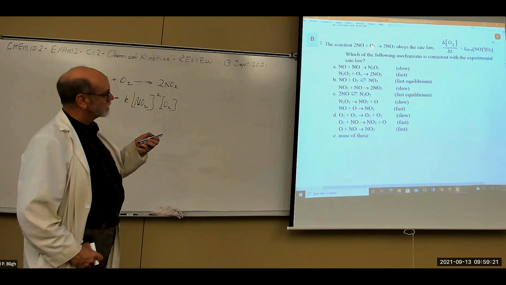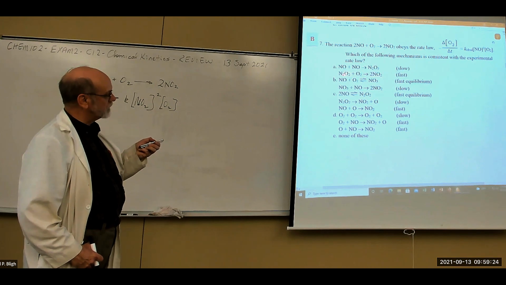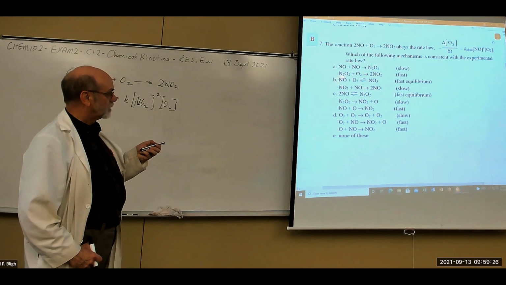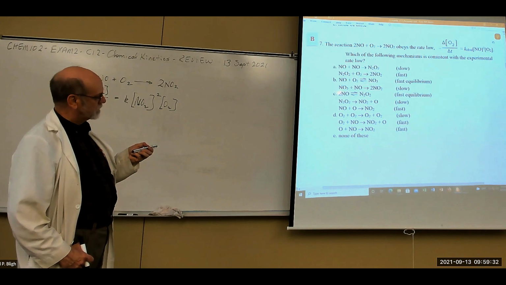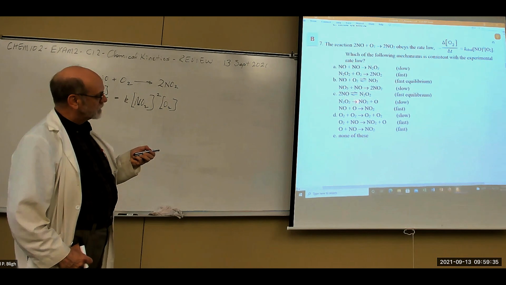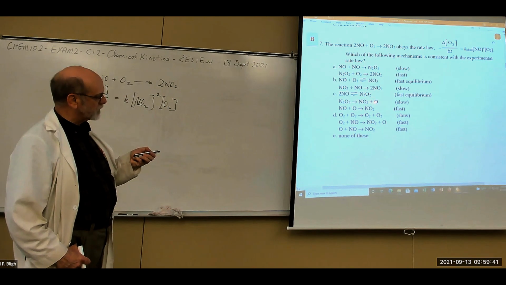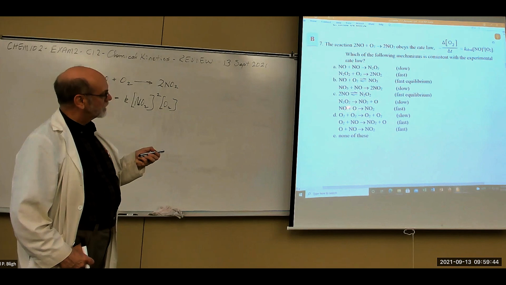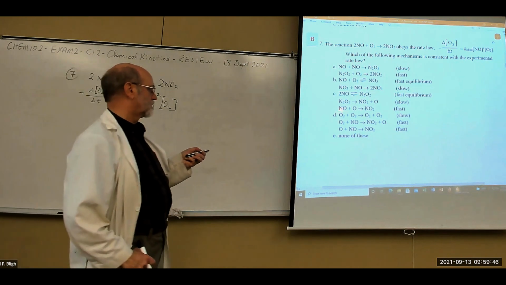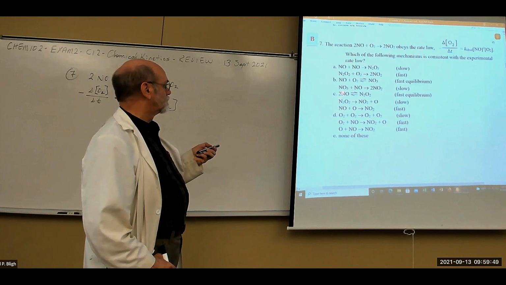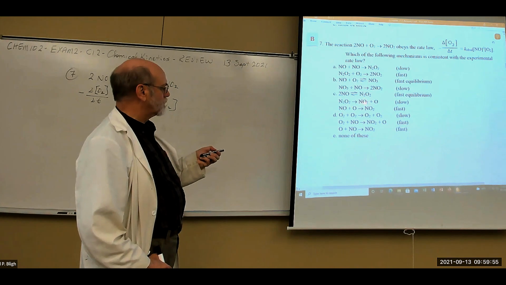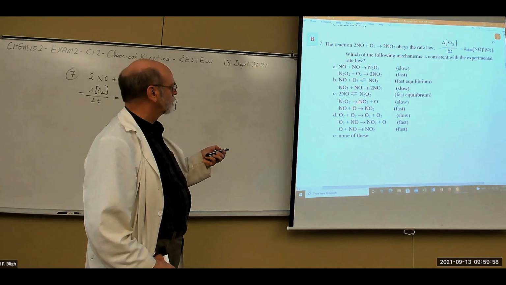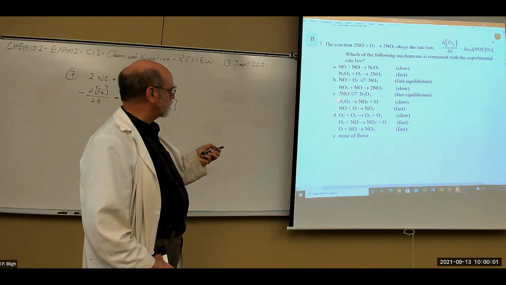2 NOs here, O2, 2 NO2s. These are intermediates that disappear. That's correct. 2 NOs here, 2 NO2s, NO3s disappear. That's good. 2 NOs and NO2, and there's another NO2. This intermediate disappears. This intermediate disappears. And 2 NO. Oh, NO2 here. No, it's not right. I think this one goes out because it doesn't meet the first condition.